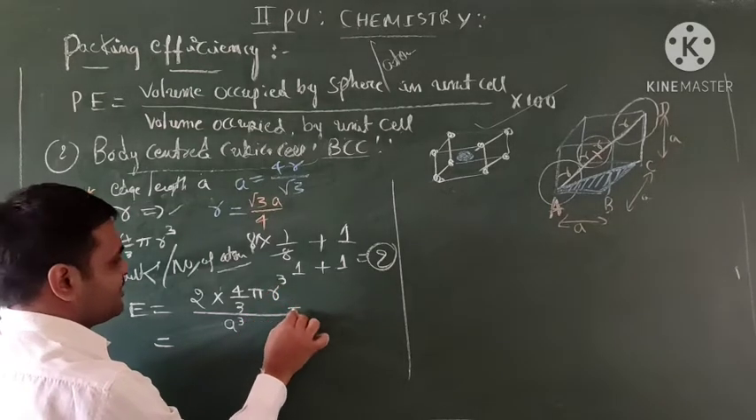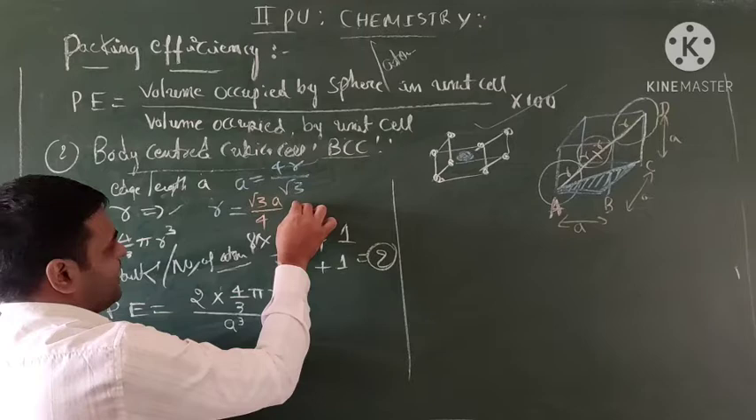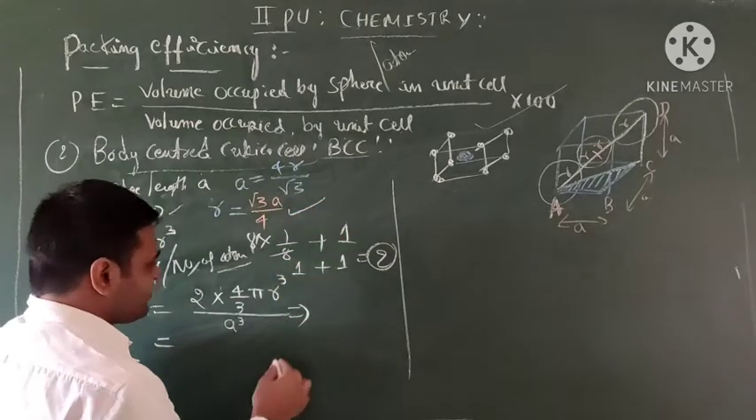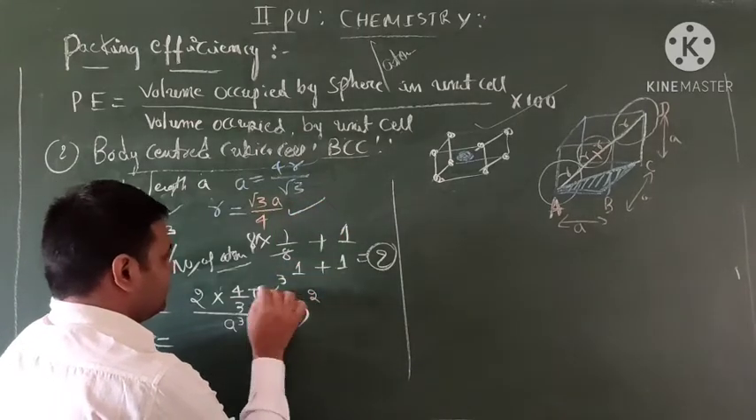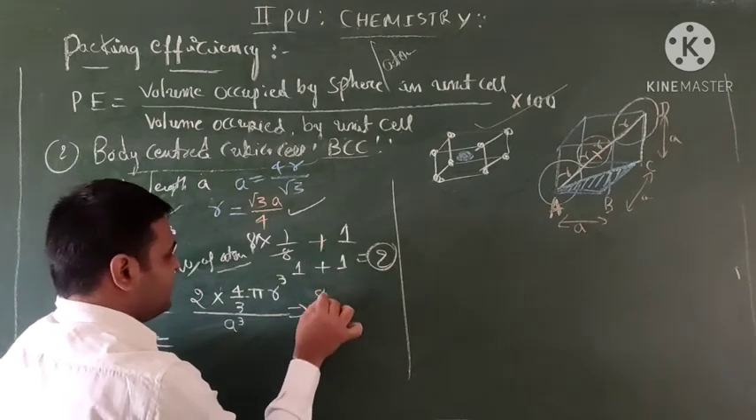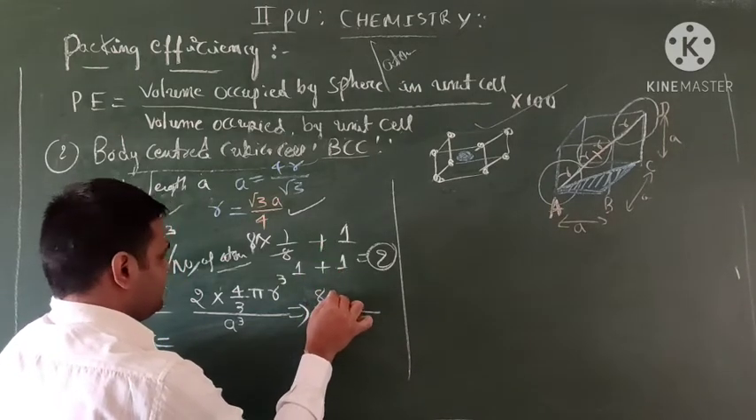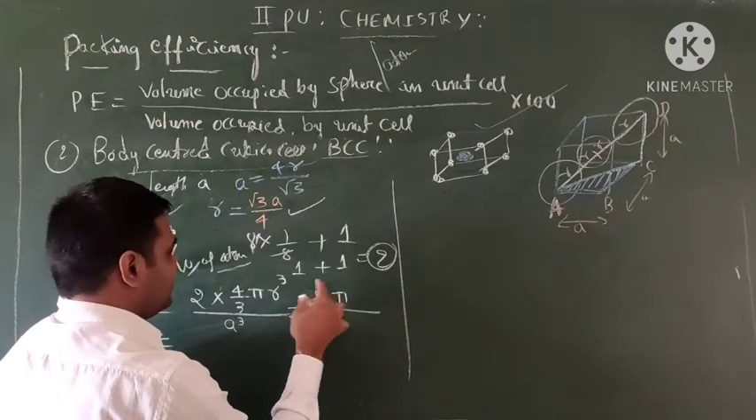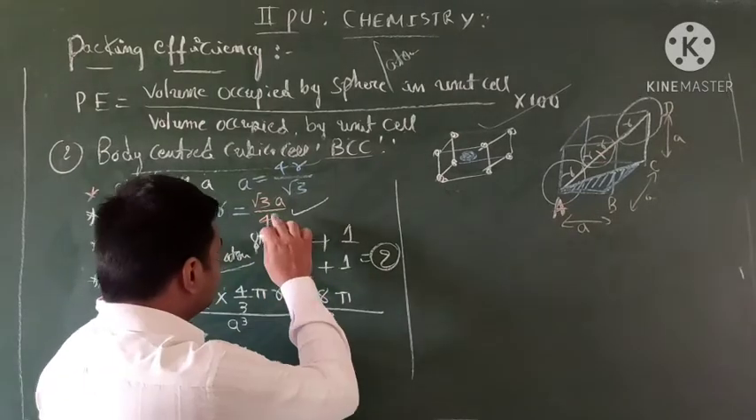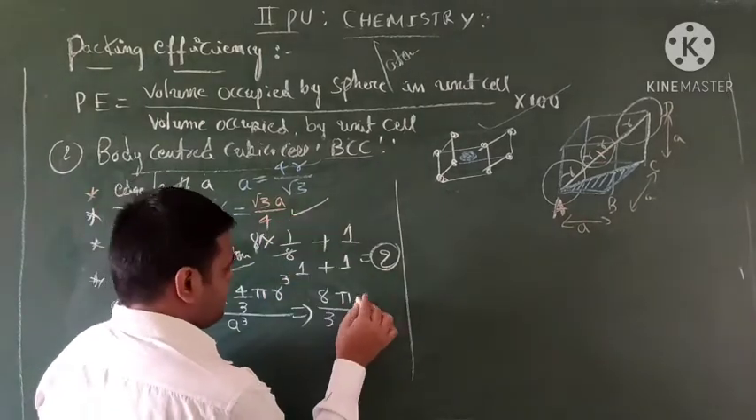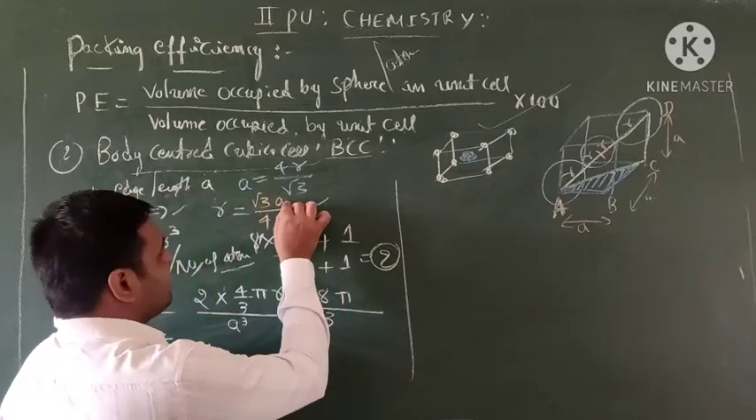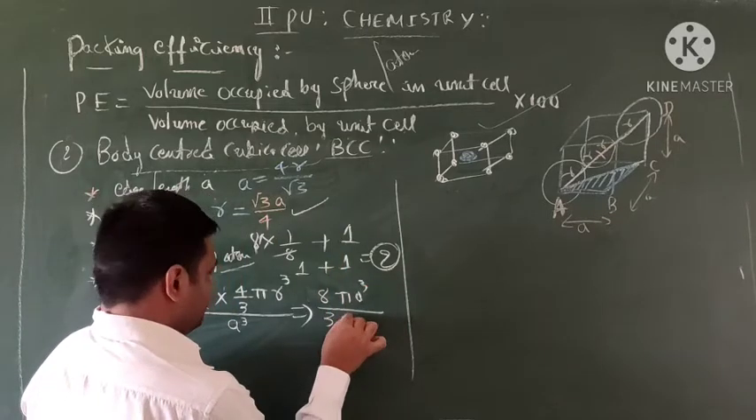Let us substitute the r value and see. First we take the r value. 4 into 2 can be written as 8, divided by 3. r means root 3 a divided by 4. So multiply by root 3, which gives a cube into a cube.